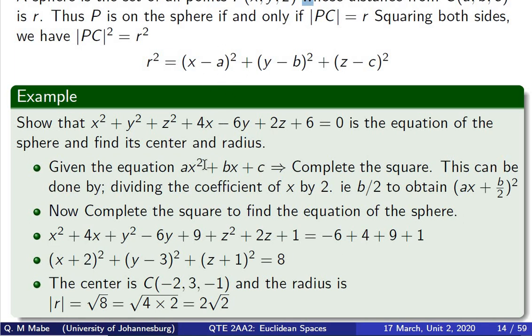And then we have an example here. So we are given this equation.